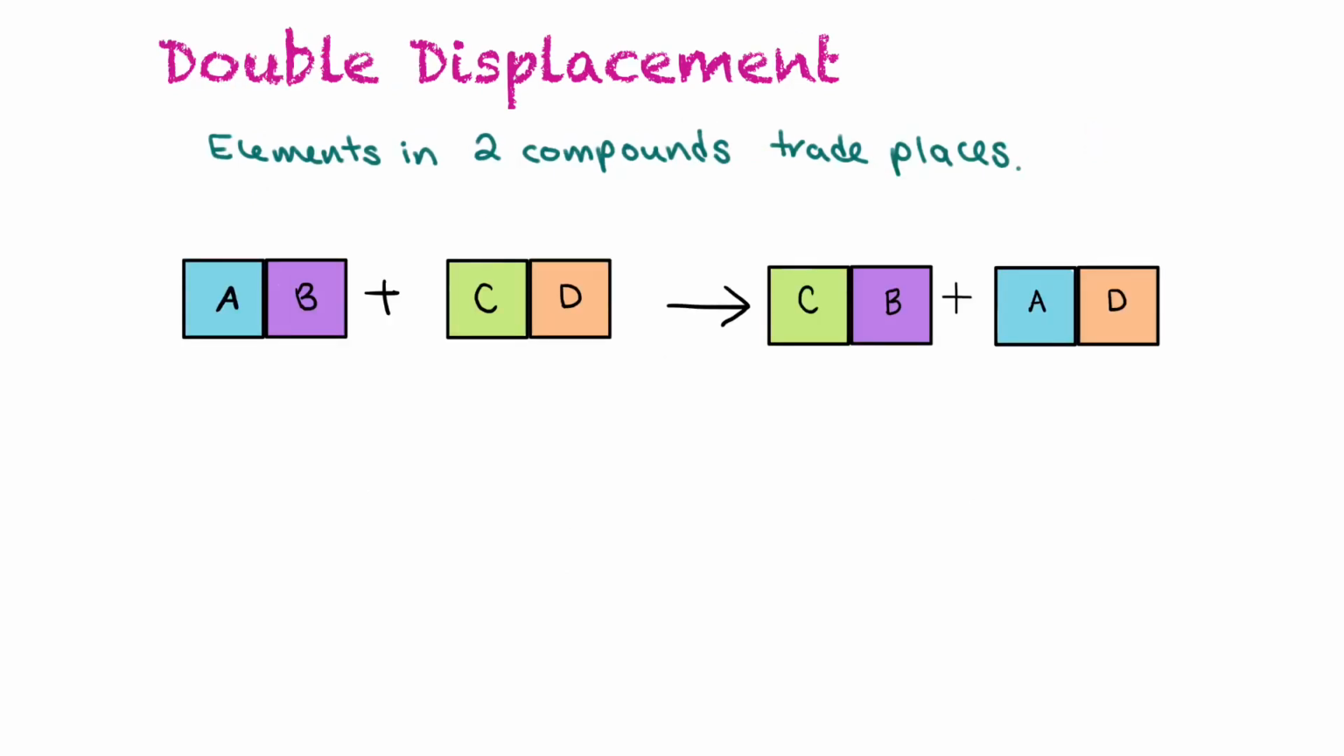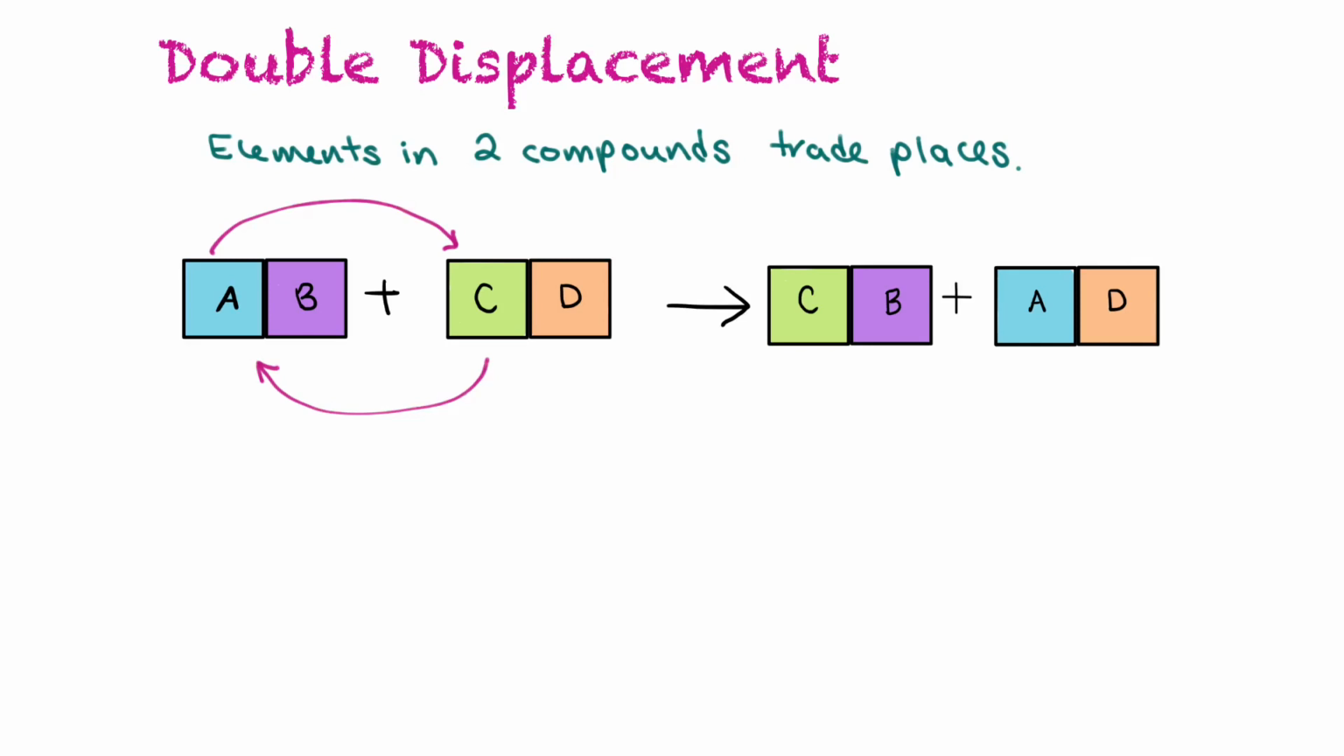A double displacement reaction is where elements in 2 different compounds trade places. So this element is going to swap with this element. You could almost think of it as 2 couples showing up at a dance and then trading partners halfway through the night. So that's a double displacement reaction. We would represent it with AB plus CD makes CB plus AD. So you can see that A and C have traded places.